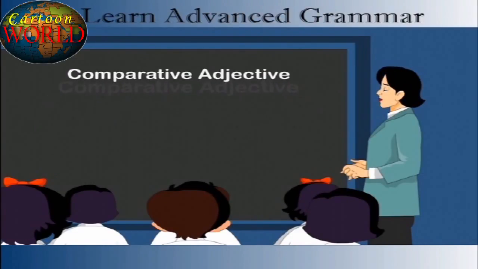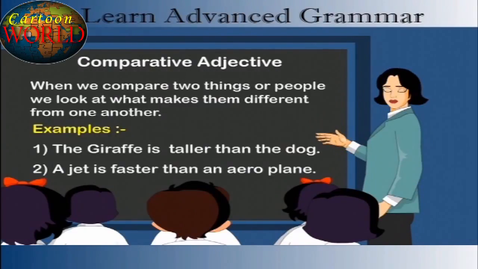Comparative adjective. When we compare two things or people, we look at what makes them different from one another. Examples: 1. The giraffe is taller than the dog. 2. A jet is faster than an aeroplane.